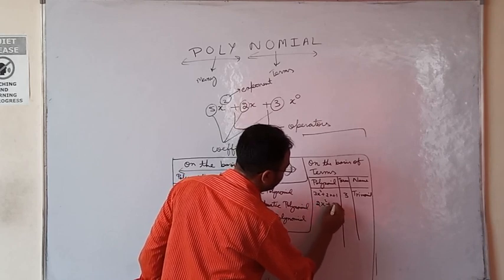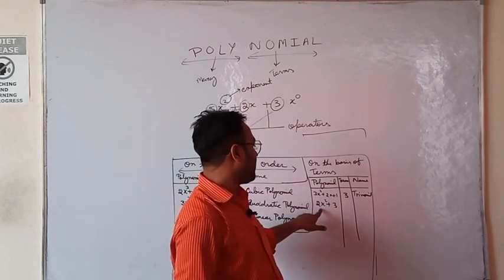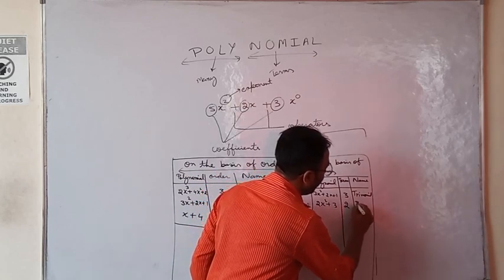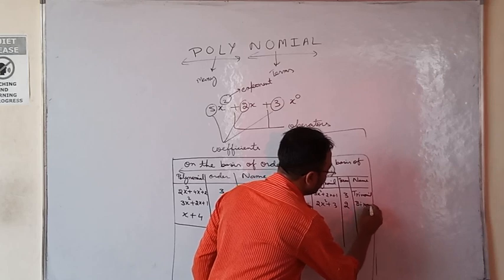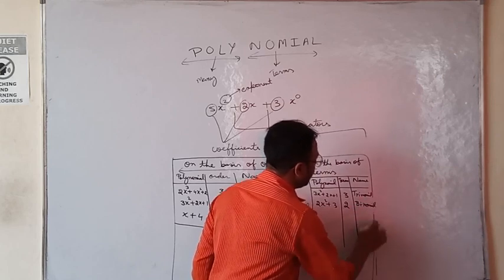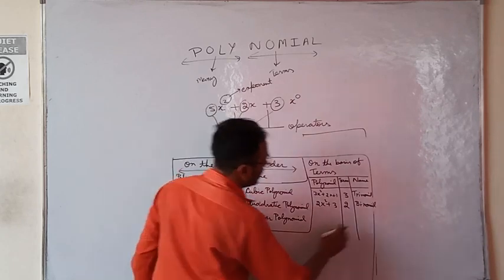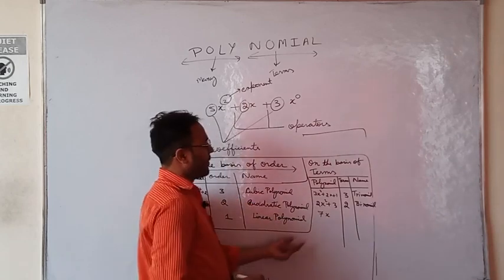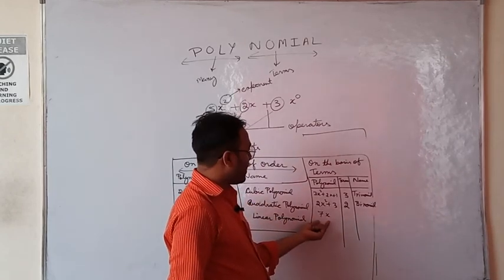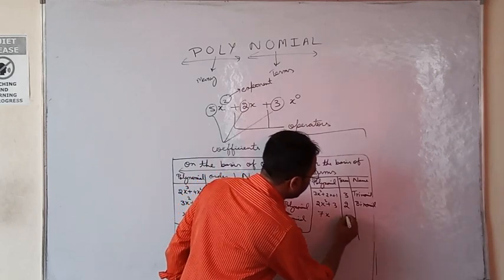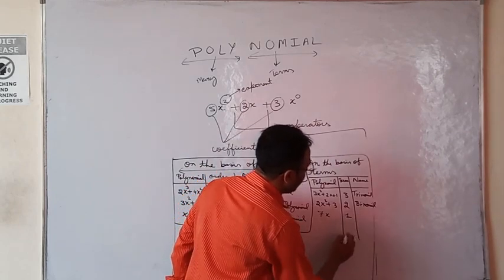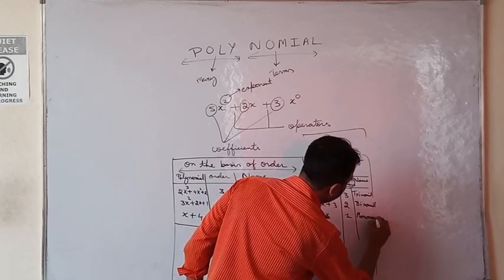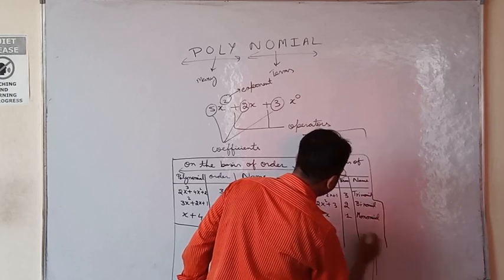Another example is 2x square plus 3. Here the number of terms is 2, so the naming will be binomial. Then another one is 7x. The number of terms here is only 1. So the naming will be monomial.